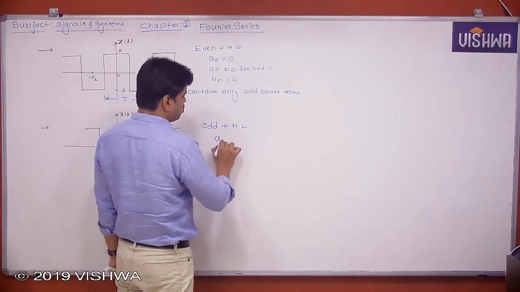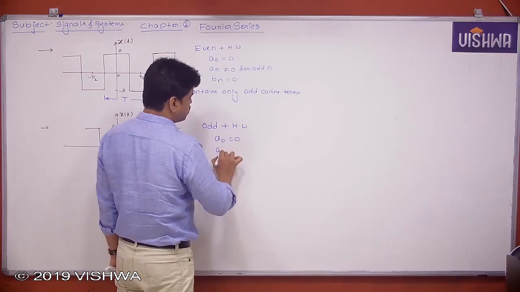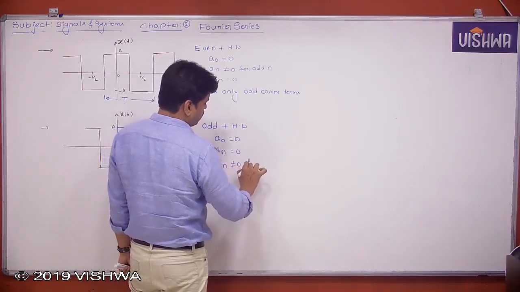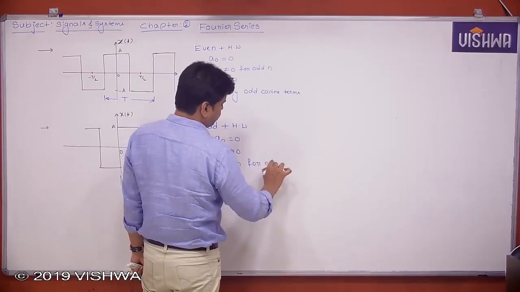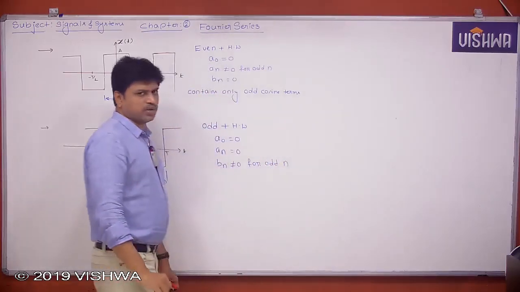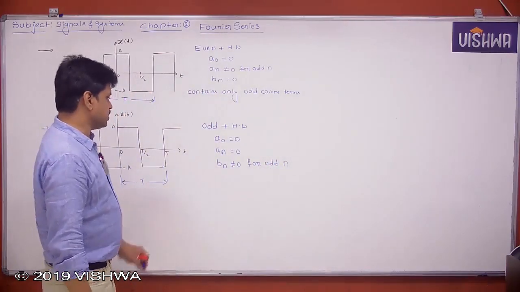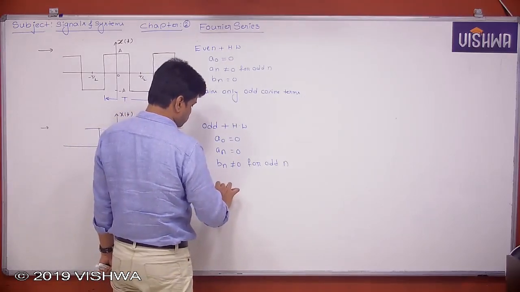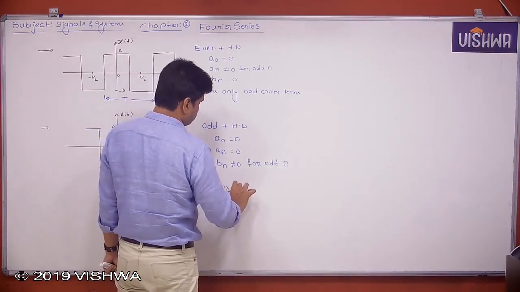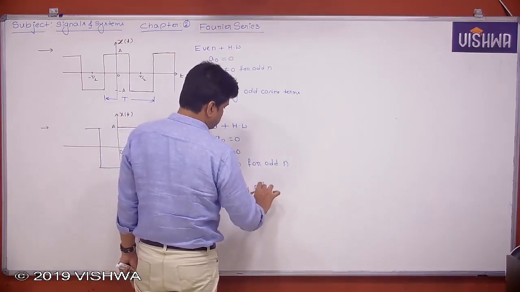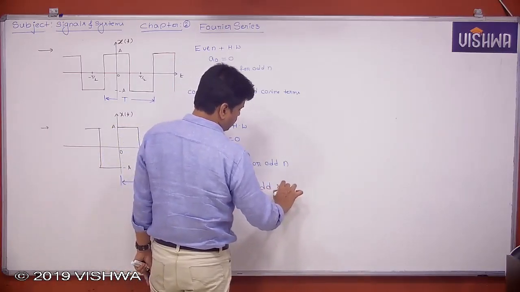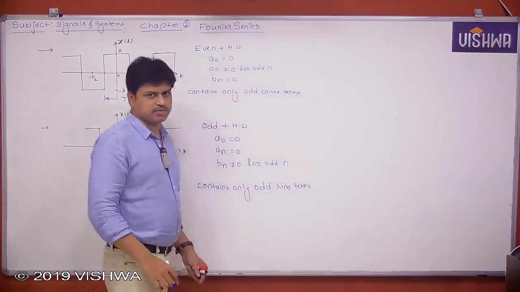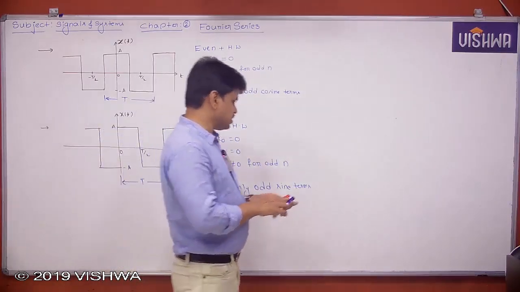So A0 is 0, an is 0, bn is not equal to 0 for odd values of n. So this is the case. Then it contains only odd sine terms. Is that clear? Okay. Let's see some more questions.